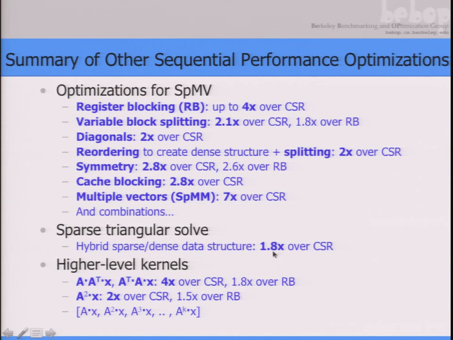You can get a factor of 1.8. And then the real payoff, which we'll spend most of the next lecture on, is for higher level kernels.